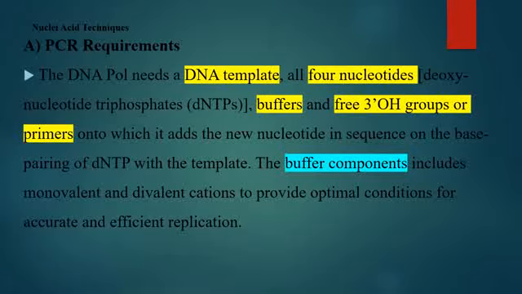Primers have free 3' hydroxyl groups. And you know, primers are what begin the whole process of the DNA replication. Now it's onto these primers that the nucleotides are added. So it gives the starting point for the reaction to continue. Now, the components of the buffer can either be monovalent or divalent cations, which will provide the optimal conditions for accurate and efficient replication. That's the use of the buffer in there.